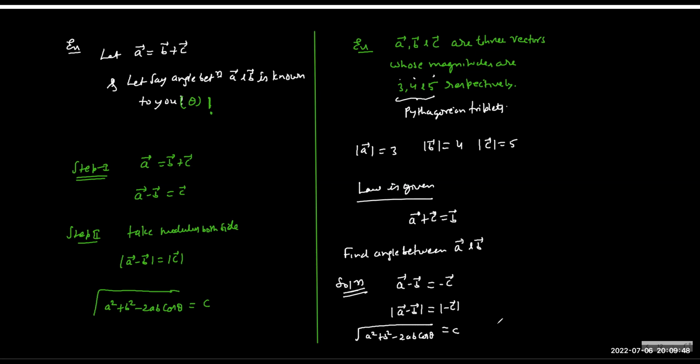See, 25 by 24 itself is more than 1, which is something wrong. So maybe the squaring part has some mistake, just recheck the length part. You have to square both sides, no? So C becomes 25 this side, right? So let me write it. A square plus B square minus 2AB cos theta is equal to C square. What is A, by the way? 3, 4, and what is C square?